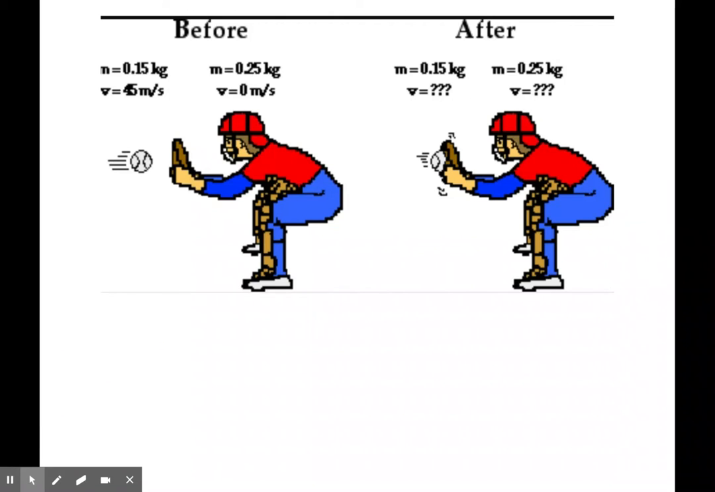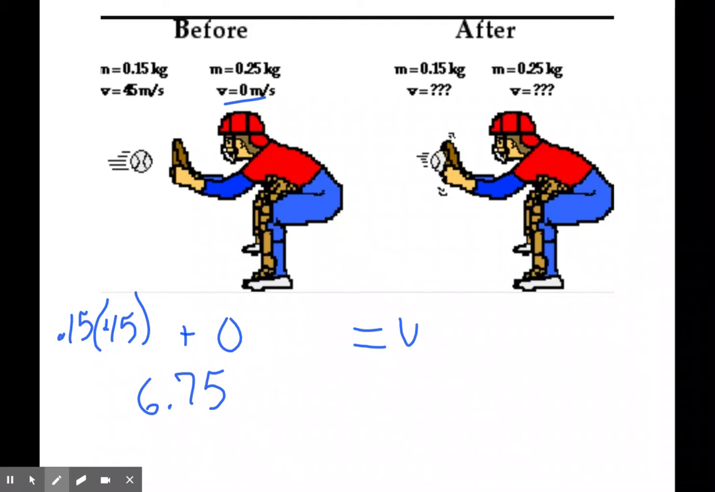If we look at this scenario, we've got a baseball and a catcher, and then they're going to become one afterwards because the ball is going to be in the guy's glove. Again, momentum is equal. So the ball before is 0.15 times 45, and his velocity is 0, so we'll just say plus 0. So if we go ahead and do 0.15 times 45, this side is 6.75.